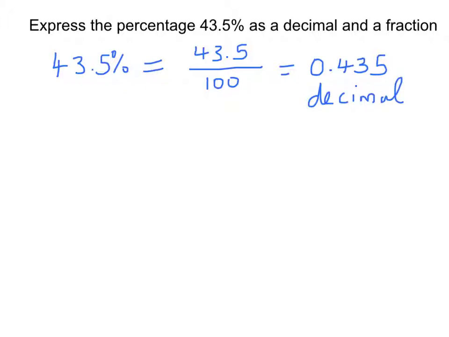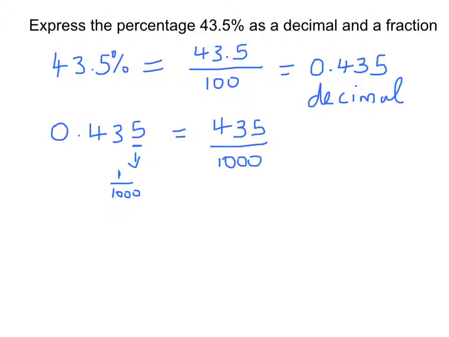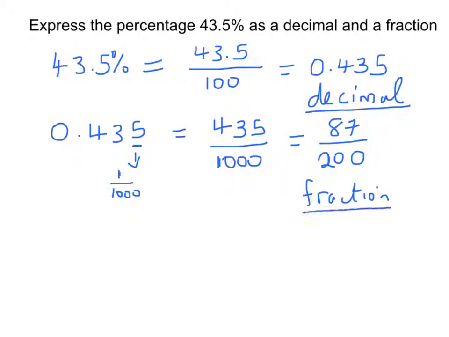Now we can get the fraction answer by using the decimal, just as we did before. With 0.435, remember, this is the important one, the last place is thousandths, 1 over 1,000. So this is going to be 435 divided by 1,000. Again, it's not the lowest fraction. If you take 435 and divide it by 5, you'll find that it's 87, and if you take 1,000 divided by 5, it reduces to 200. So that's my fraction answer, 87 over 200. Decimal answer and fraction answer.